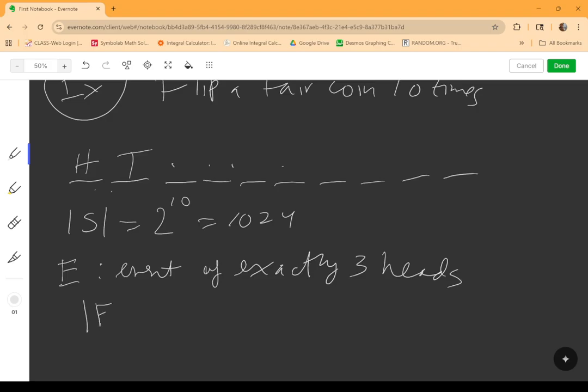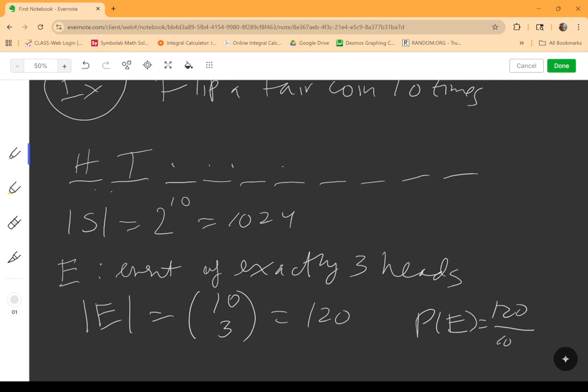So E is going to be 10 choose 3. All right, again, we can also think of these as those bit strings, right? We're looking for bit strings of weight 3. Right? And then that's our counting, 10 choose 3, which is 120. So the probability of E is 120 over 1024. And that is about 12%. Okay, all right.